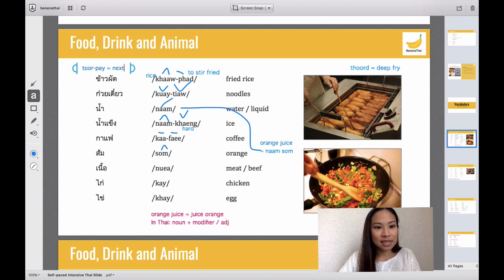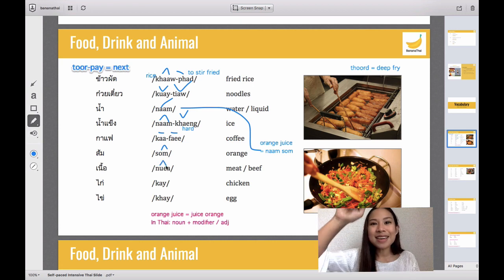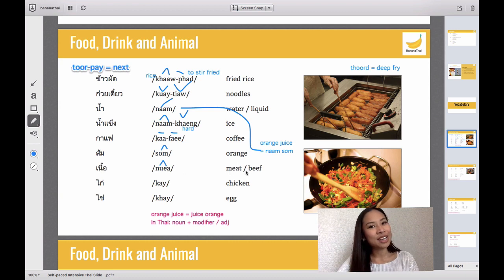ต่อไป in Thai means next. So if I say ต่อไป, it means next. ต่อไปค่ะ, เนื้อ, up and down. เนื้อ, speak with me. เนื้อ is meat, or actually it means beef. Mostly people would think เนื้อ is meat in general, but sometimes Thai people call เนื้อ beef.